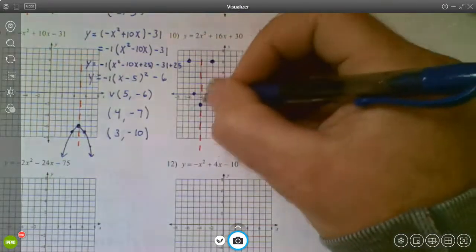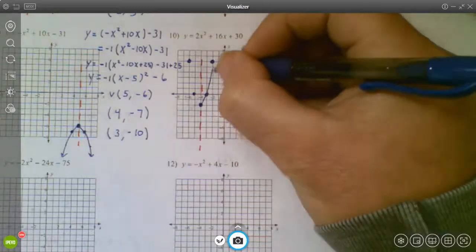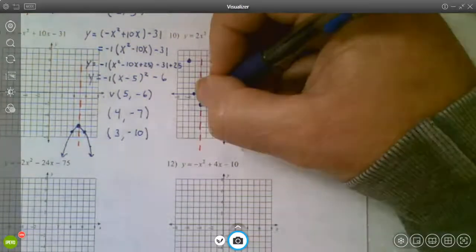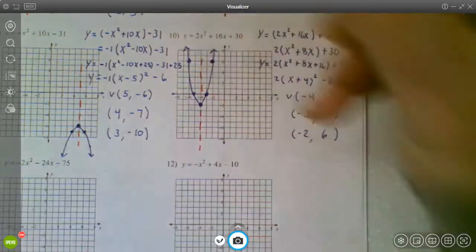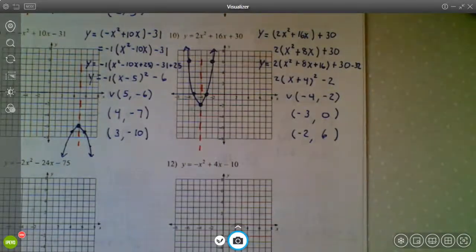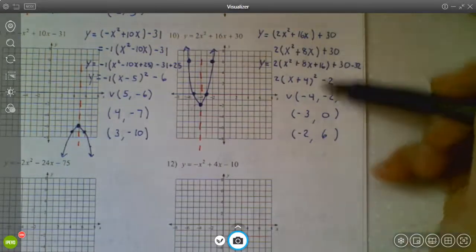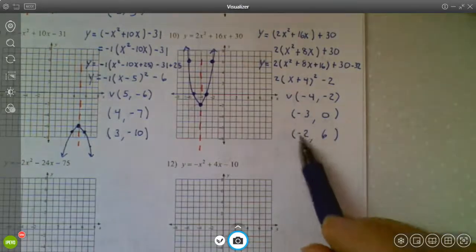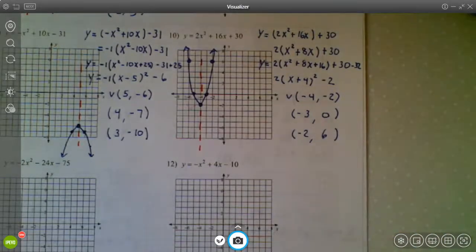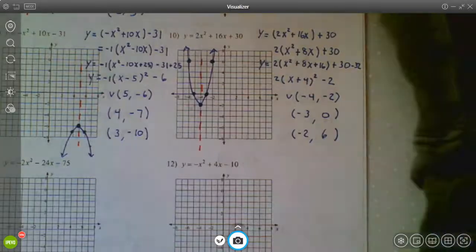And that's it. So guys, your assignment for today will be to do the remaining problems on this page. So there's 3 more for you guys to do. Make sure that you're clearly showing this process for each one, including coming up with some extra points so that these graphs are nice and accurate. But that's all we got for parabolas.